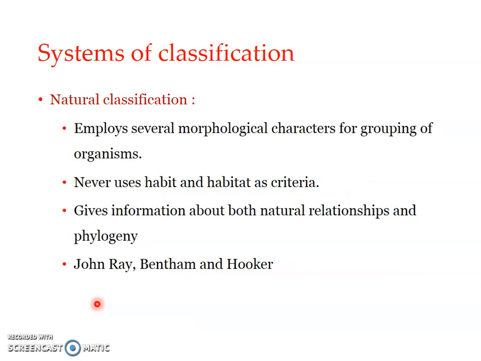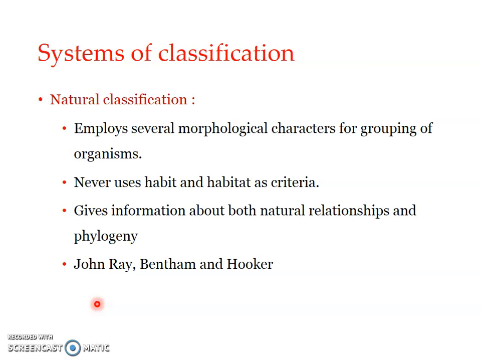Okay, natural system of classification is a mode of classification which is based on different characters like morphology, anatomy, physiology, ethology, that is behavior, then phylogeny, to some extent, not completely. Every such kind of characters and features are included for the classification. They never use habit and habitat as a criterion for classification, and the natural system of classification gives information on both the interrelationships as well as the phylogenetic relationships.